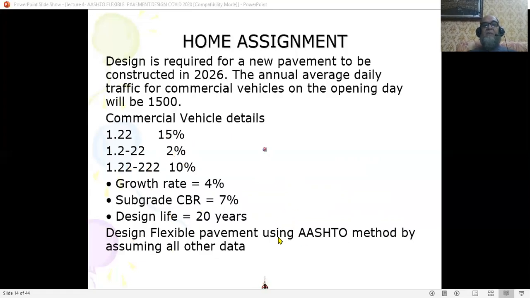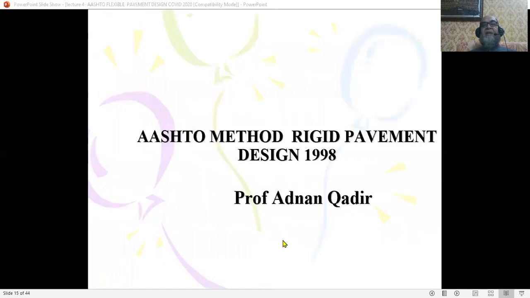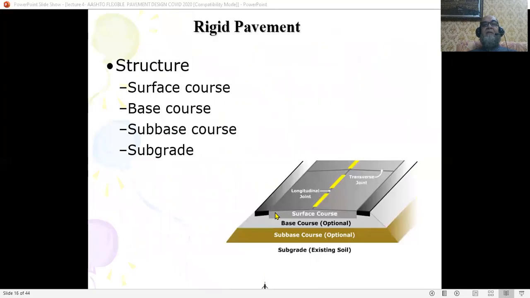Now we will actually learn how to design rigid pavement using the AASHTO method. So, as you know, rigid pavement consists of surface course, base course, and sub-base course. These two are optional, and there is a subgrade.